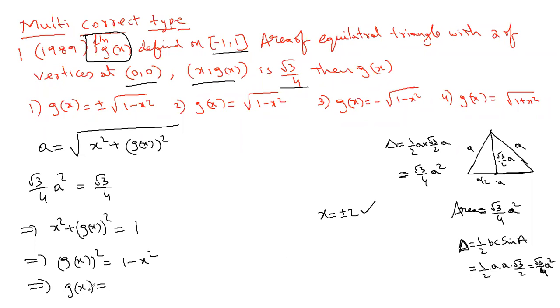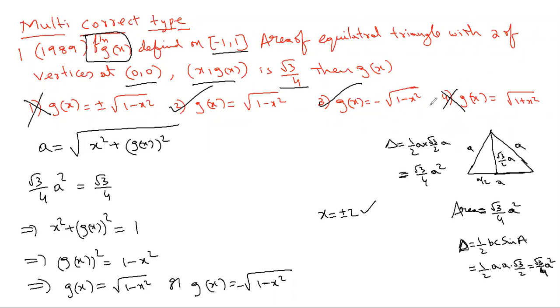So that's why g of x is equal to plus minus, if I write both at a time true, it is not possible because g is a function. So g is equal to root 1 minus x square, or g of x equal to minus root 1 minus x square. At a time, g of x is equal to plus minus root of 1 minus x square is not allowed. That's why this cannot be the answer. This can be the answer. This can be the answer. And g of x is not this, so this cannot be the answer. So 2 and 3 will be the correct answer.